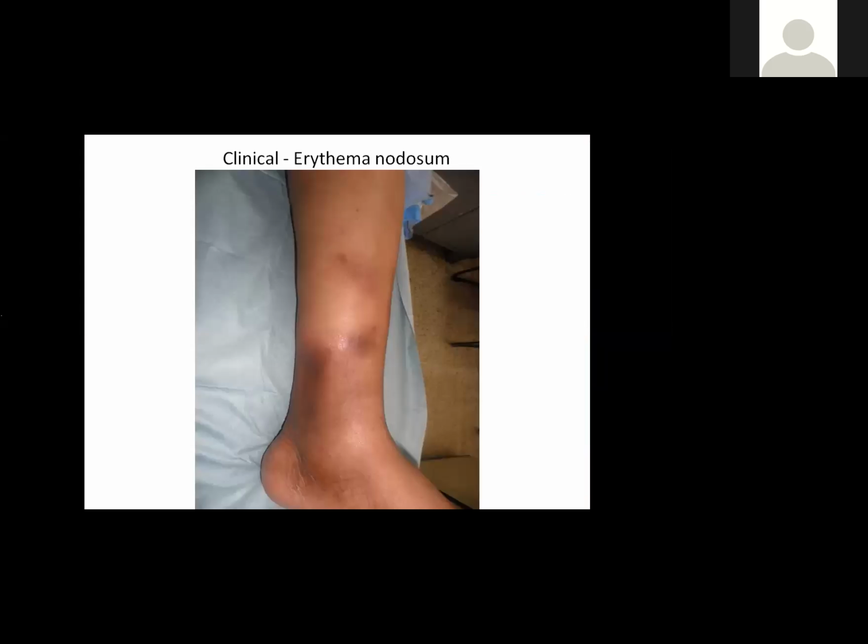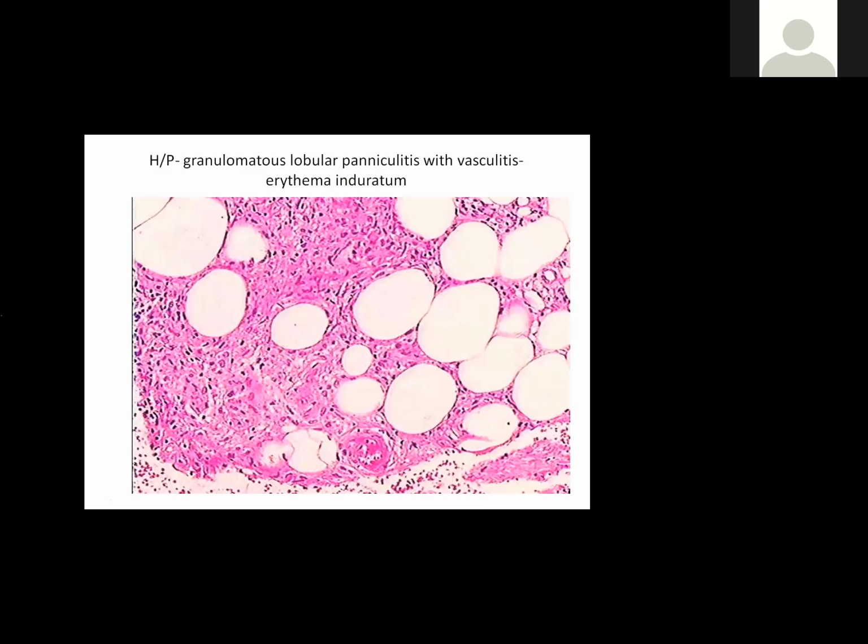For example, this was a case that came to us with again erythematous tender nodules, predominantly on the anterior and the anteromedial aspect of the legs, that healed with post-inflammatory hyperpigmentation. There was no ulceration. The lesions again recurred. We thought it was a straightforward case of erythema nodosum, but when we did a biopsy, it showed features of a granulomatous lobular paniculitis with vasculitis suggestive of erythema induratum.